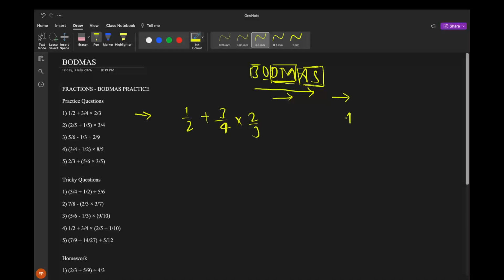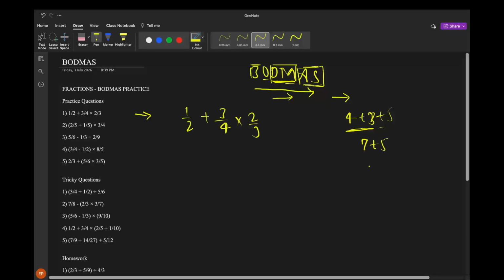I mean 4 plus 3 plus 5. Both are addition. Which addition should we do first? Left to right means first do these two, then the resultant number will be added to the third number. 4 plus 3 will give 7, then 7 plus 5 will give 12. Like this, if same priority, left to right, that's it.